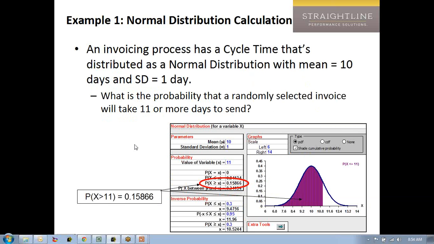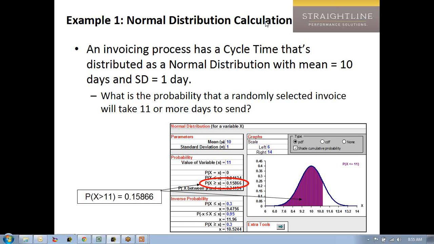All right, so let's do an example, and we're going to do it in Excel stats. And here I've got a cycle time that's distributed as a normal distribution with a mean of 10 and a standard deviation of 10 days. I'm sorry, with a mean of 10 days and a standard deviation of 1 day.